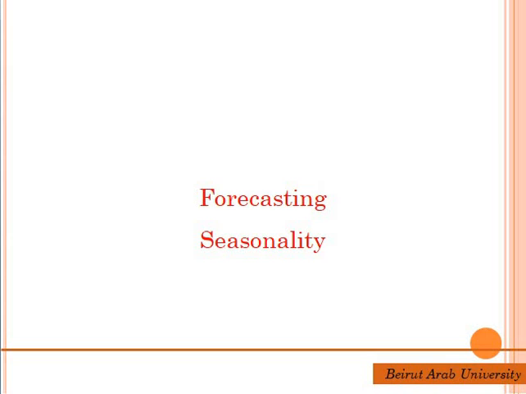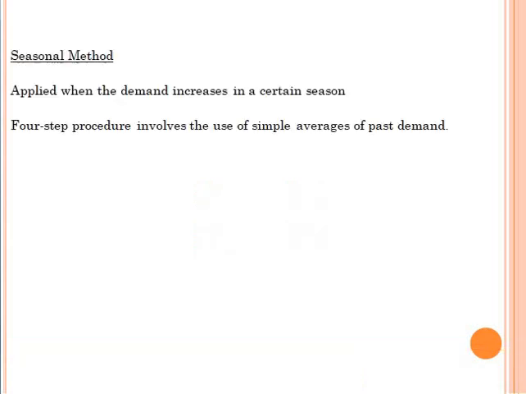Hi, we want to explain forecasting using the seasonality method. Now, what is seasonality? Seasonality is when I have a huge increase in demand in a certain specific season. Let's say, for example, you notice that the demand on ice cream increases in summer. So we have a seasonal demand for the ice cream. So this is the example of seasonality.